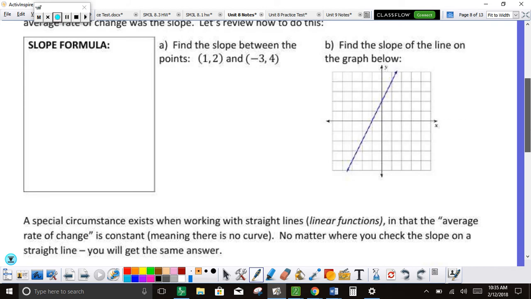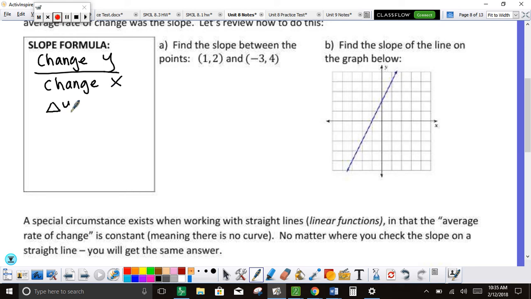Now, before we move on, let's remind ourselves how to find the slope. The slope is the change in your y over the change in your x. There's actually a symbol that represents change. And there's a formula that goes with it. The symbol is m. So m equals y2 minus y1 over x2 minus x1.